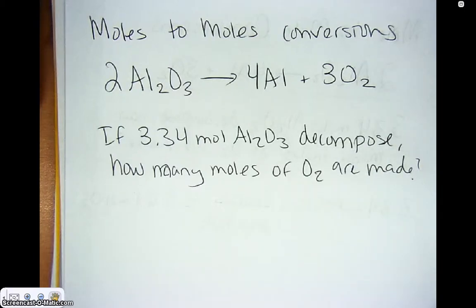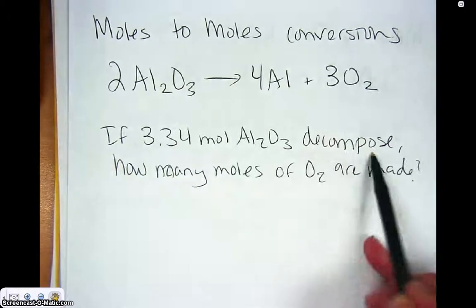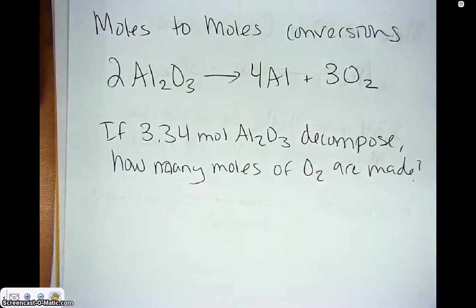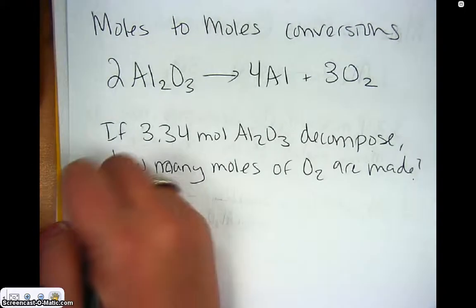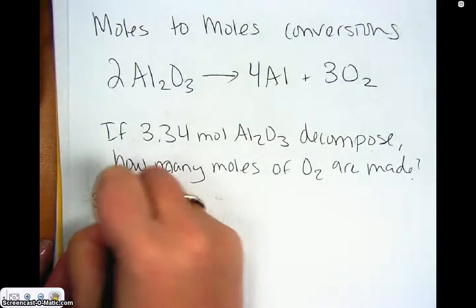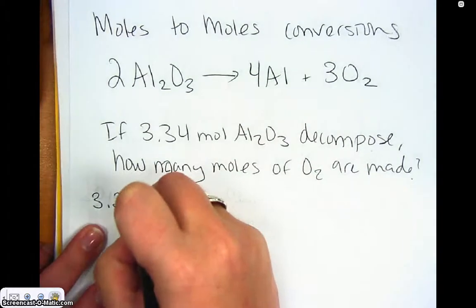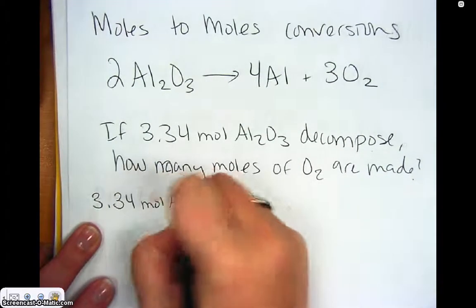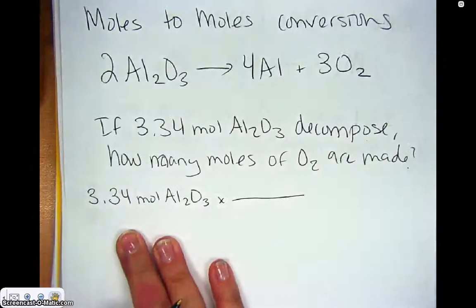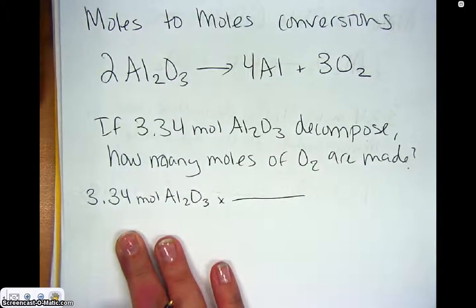So the first example we're going to do, it says if there's 3.34 moles of aluminum oxide and they decompose, how many moles of oxygen are going to be made? So we always start our unit analysis problems by writing the value that we're given. So we're given 3.34 moles of aluminum oxide. And I want to go from moles of aluminum oxide to moles of oxygen.